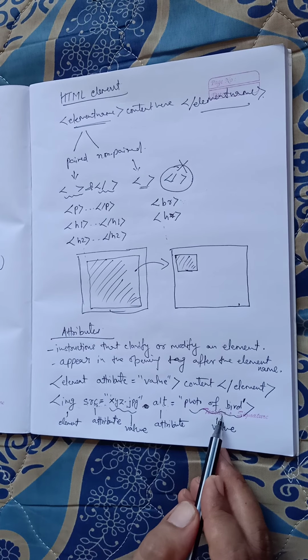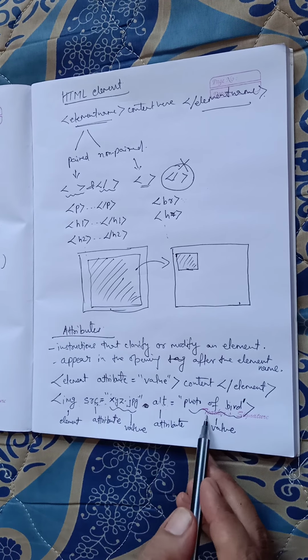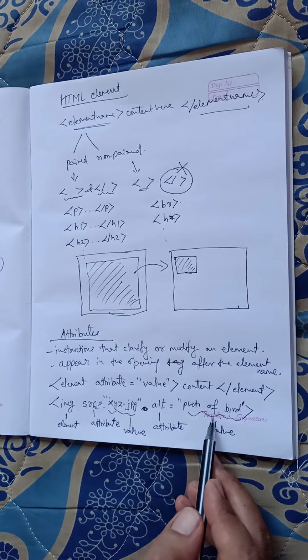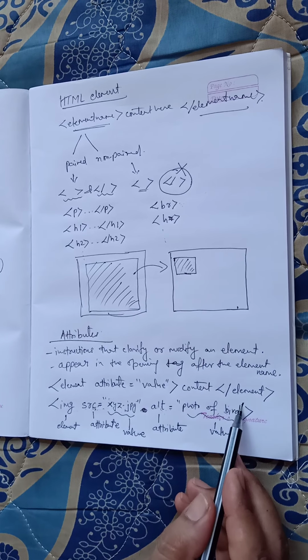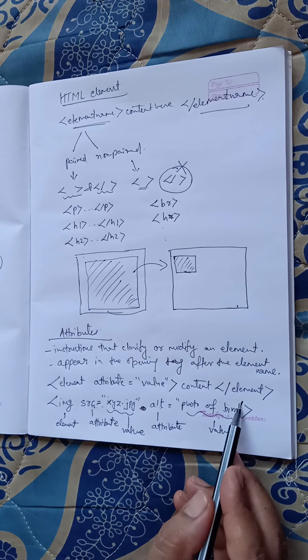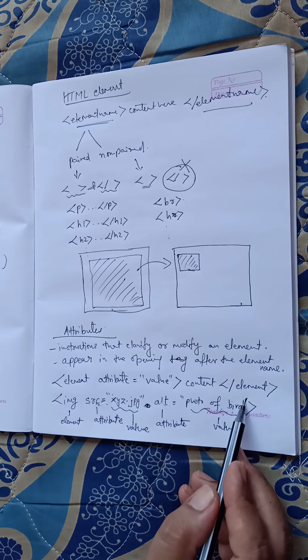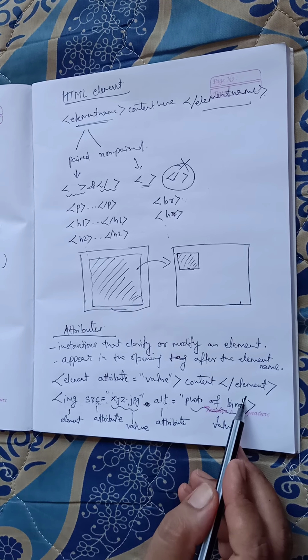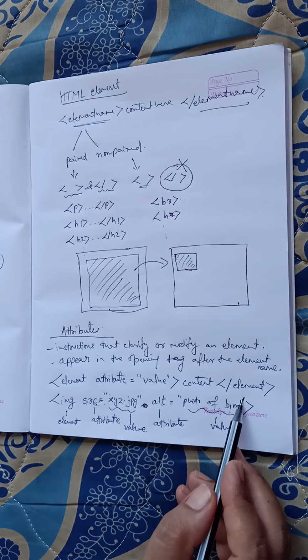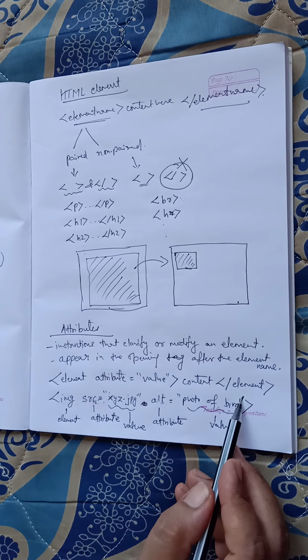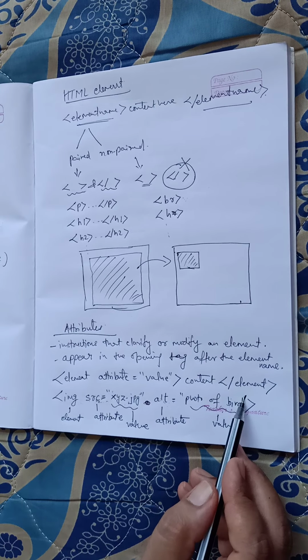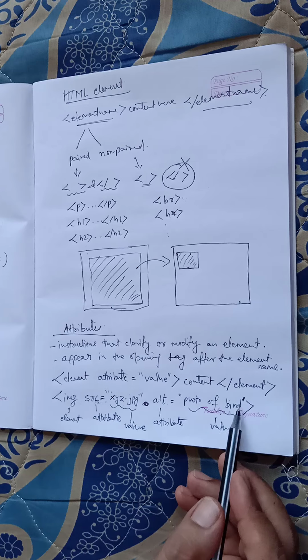Now a value might be a number, word, string of text, a URL, or any measurement. The quotation marks we write are not strictly required, but we use them, and they are recommended for consistency. Single or double quotation marks, whichever we want, are okay.